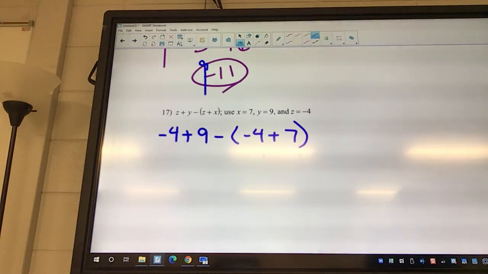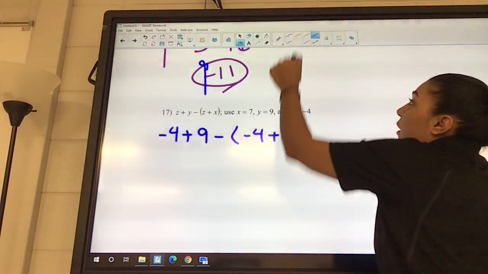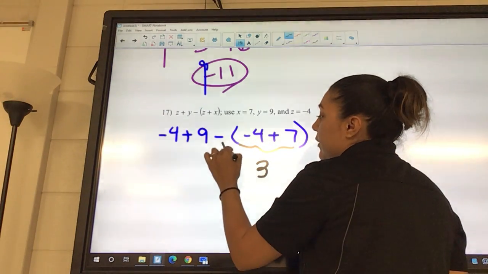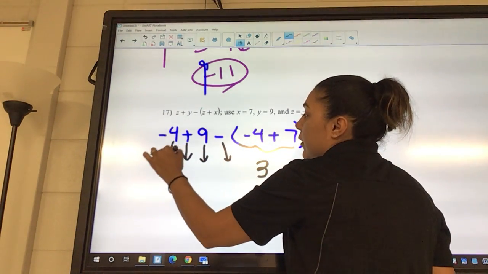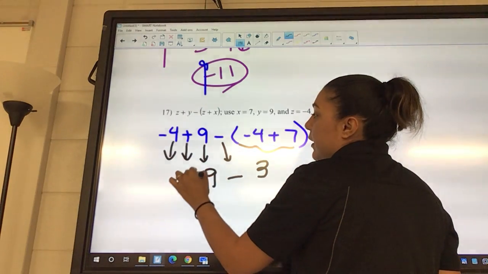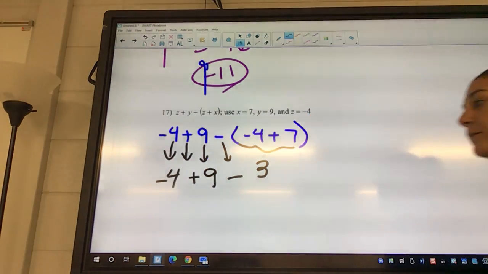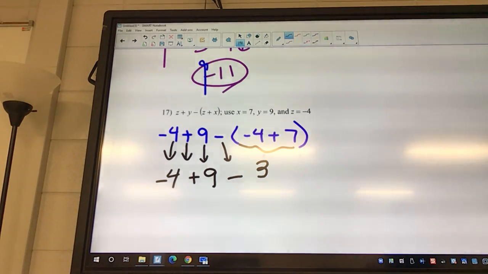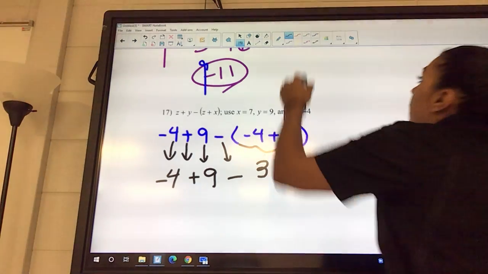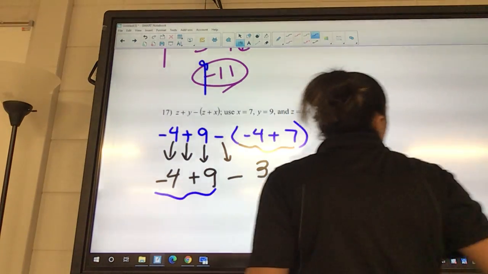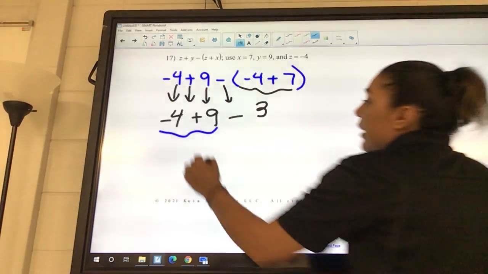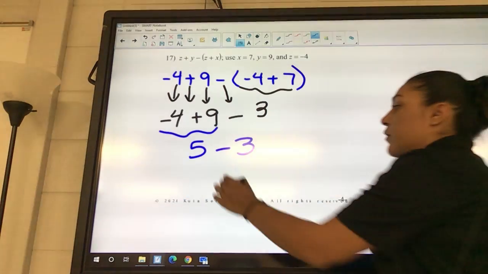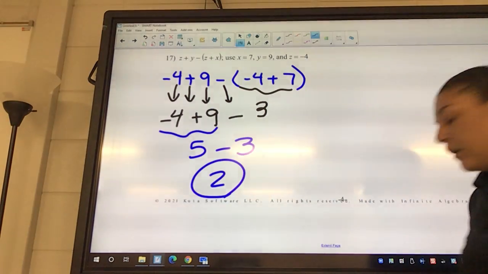Okay, if we do inside our parentheses first, for this part I'm going to have a 3. Then we can drop everything else down. So I'm going to have minus 9 and a negative 4. Well, what is negative 4 plus 9? 5. And then I got a minus 3. 2. Good.